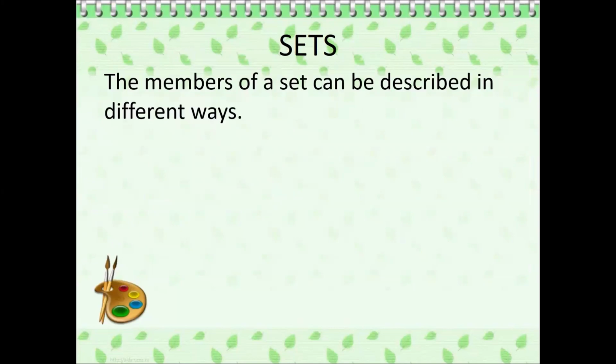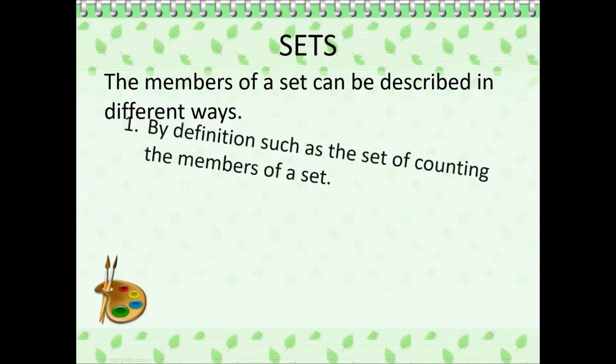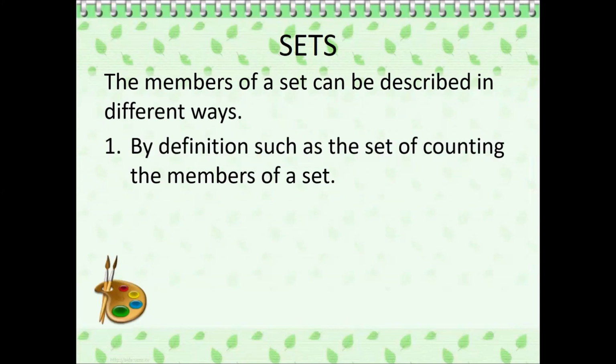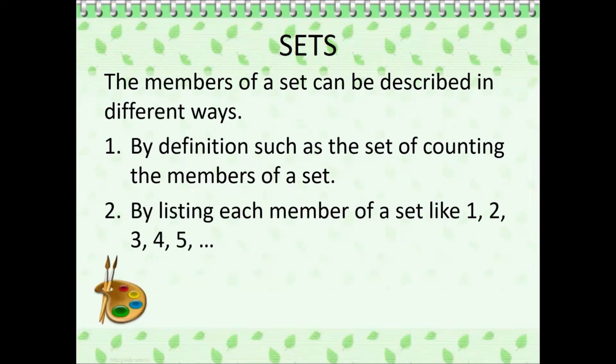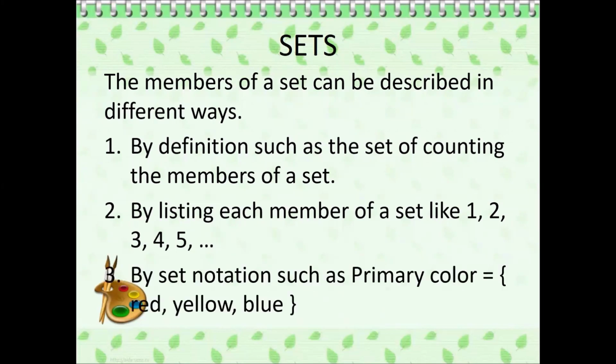So the members of a set can be described in different ways. We discussed this earlier, but let us go back and go through them one by one. By definition, such as the set of counting numbers. And by listing each member of a set like 1, 2, 3, 4, 5 with an ellipsis symbol. And by set notation such as primary colors, like earlier, with exactly red, yellow, blue. So it is the listing or roster method.